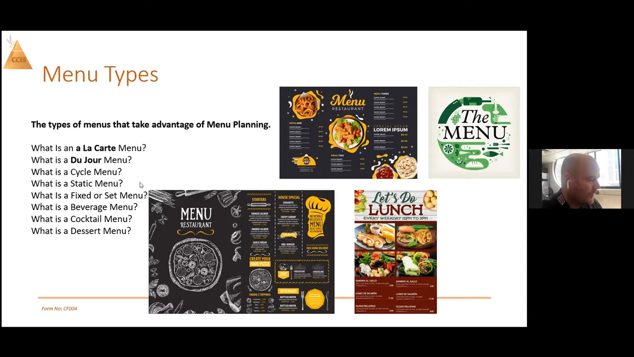So anything that is obviously sweet, usually eaten after the main meal, is going to be on a dessert menu.